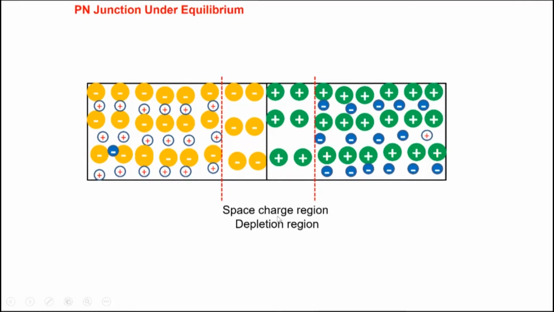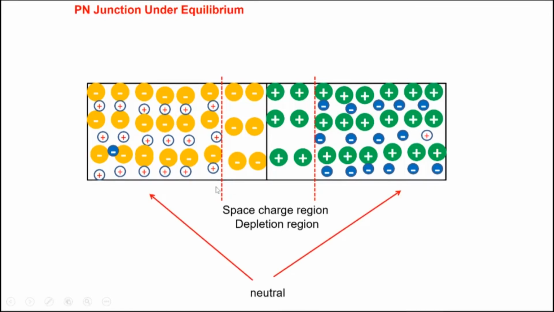Another common name for it is depletion region. This is a region which has lost its electrons, and this is a region which has lost its holes. So it's depleted of holes here, depleted of electrons here. In general, this region is depleted of carriers. Not that the carriers are zero, but a lot of carriers from this region have recombined and gotten lost. So we call this the depletion region.